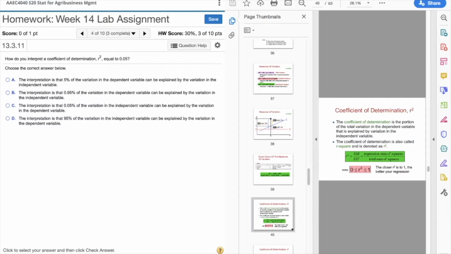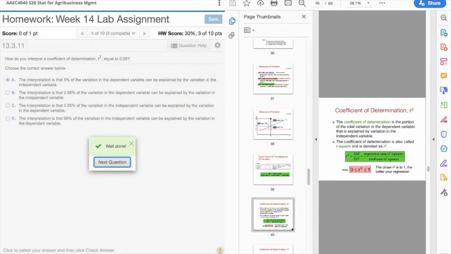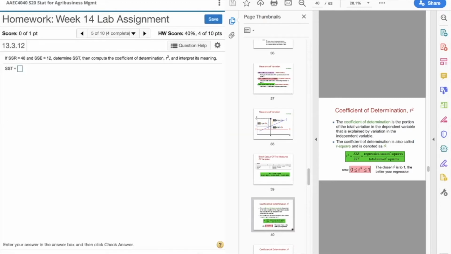Question 4 asks us to interpret the coefficient of determination R squared. So we put the notes on the right side. You can look at the notes about the definition of R squared. And R squared is equal to 0.05 here. So comparing with the 4 options, we can get A is correct. Okay, we check it and we go to the next question.